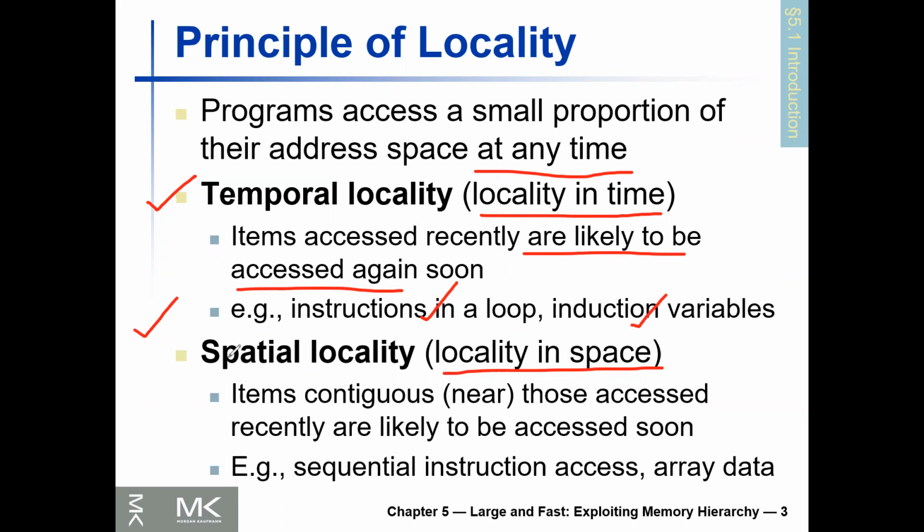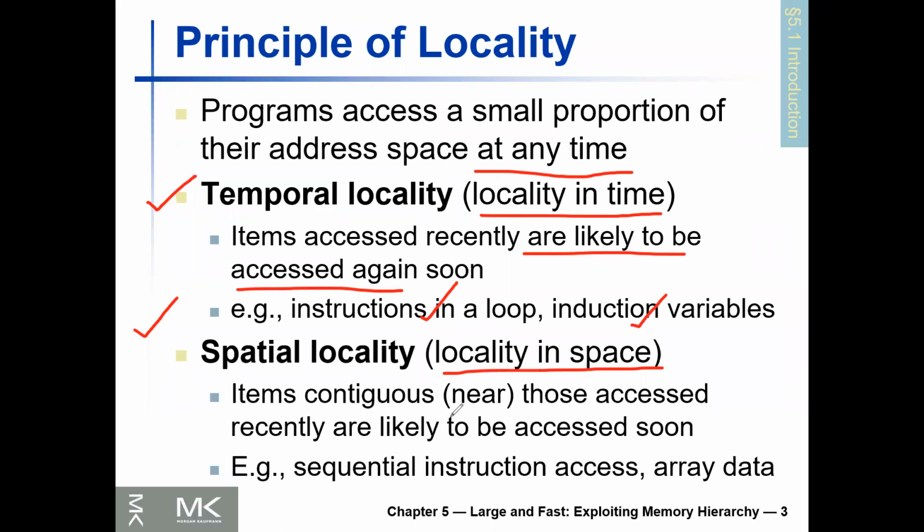Another kind of locality is called spatial locality. What is that? Locality in space. What it says basically is that items contiguous to, or near, those accessed recently are likely to be accessed soon. That is, if you are accessing any item, the nearby items are also going to be accessed soon.